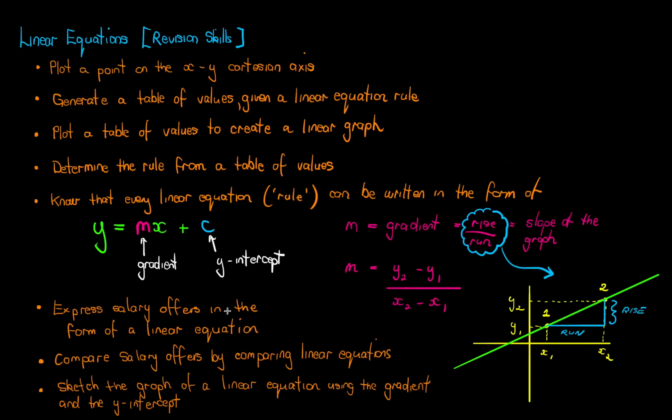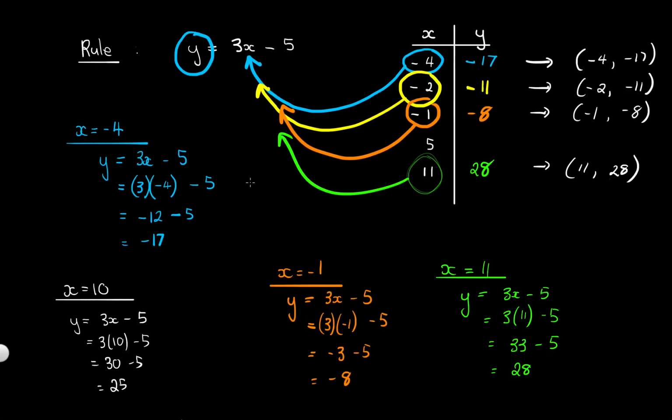Okay, the next point, determine the rule from a table of values. Well, an example of that might be this. Let's say we've got a table of values that looks like this.